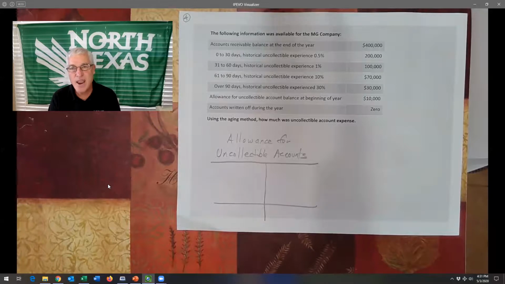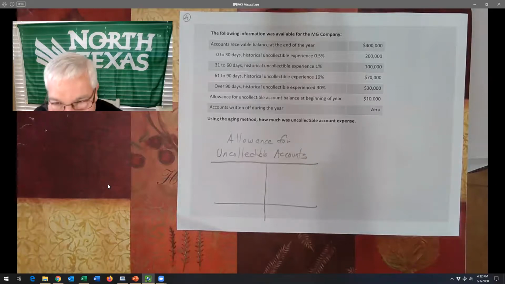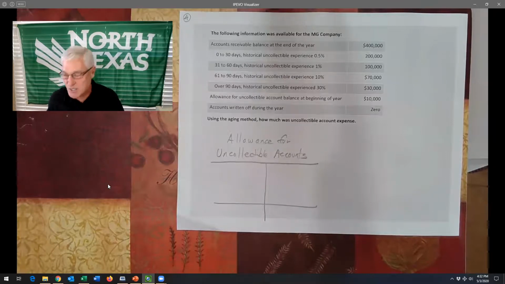And by the way, this aging, we call it the aging method. I love it. I think it's a much better method. When I was the chief accounting officer of my 2 companies, my second company, they were using the percent of sales method. I said, no, we're moving to the aging method. And they all said, oh, that's too hard. We can't do it. I said, I don't really care. You're moving to the aging method. So I think it's a better method. And I think you'll see that here.